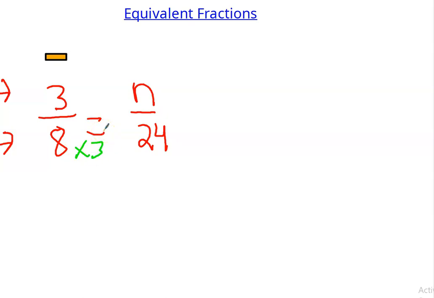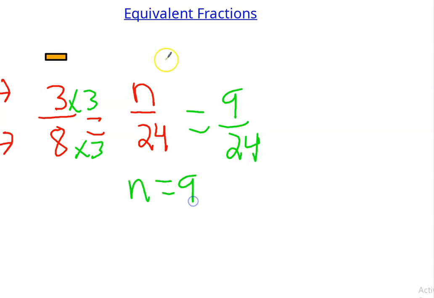So whatever you do to the bottom, you do to the top, so times 3. So 3 over 3 again is a form of 1. So 3 times 3 is 9. So it is 9 over 24. So n equals 9.